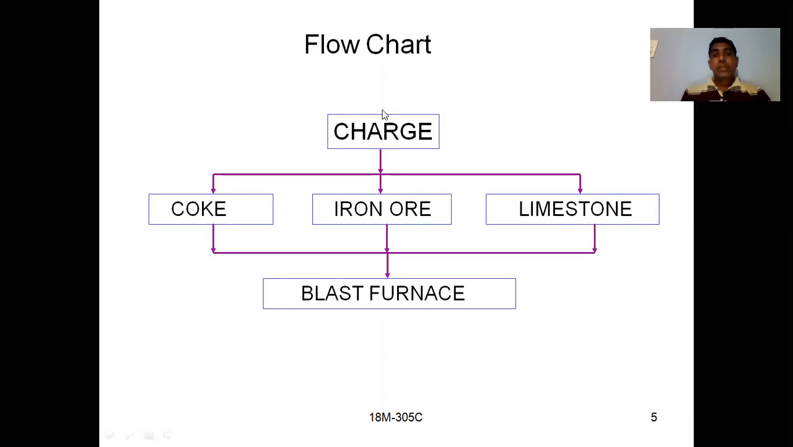See here. So what is the charge? Just now we have discussed, we are having coke, iron ore. The iron ore may be hematite, magnetite, limonite, siderite, and limestone. These three are mixed and sent to the blast furnace.